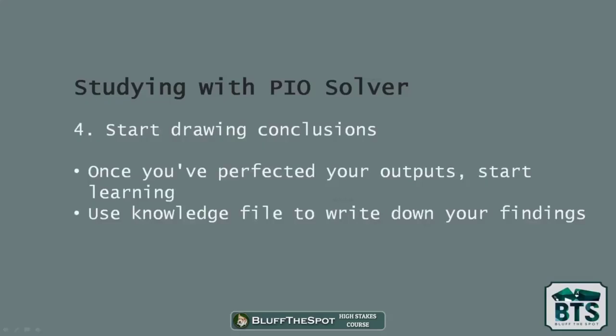The fourth step is starting to draw conclusions. Once you've perfected your output, that's when you start learning. So don't make the mistake of learning from the original tree. And then you can use a knowledge file to write down your findings.